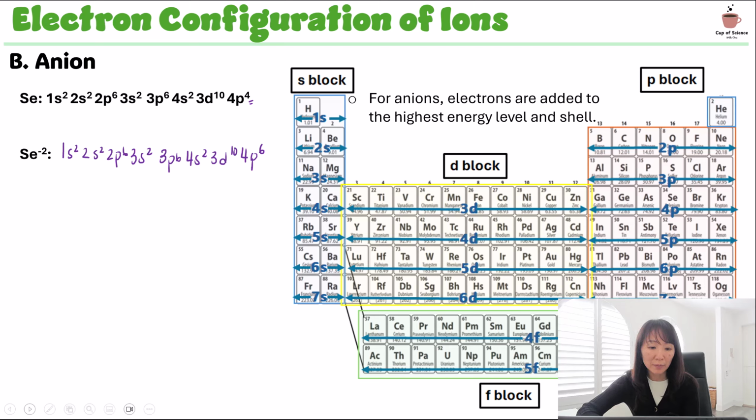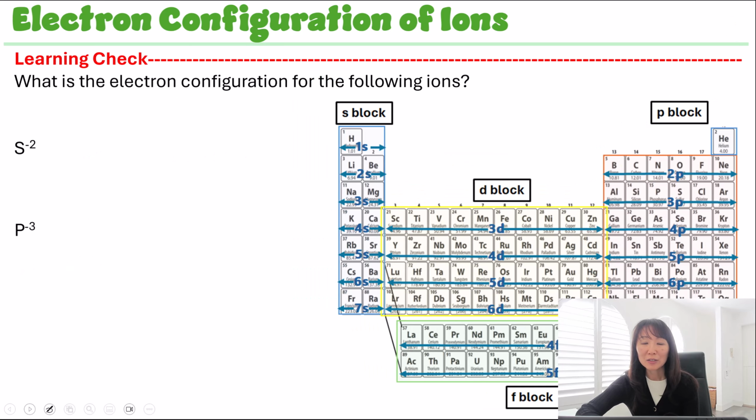Let's try another one. Fluorine. Fluorine has an electron configuration like this. And fluorine 1-, fluoride, just shows that 1 needs to be added. So this will have an electron configuration of 1s2, 2s2, and 2p6. Let's do a learning check. Try sulfur, sulfide, with the 2- charge, and phosphide with the 3- charge, and come back and check the key.